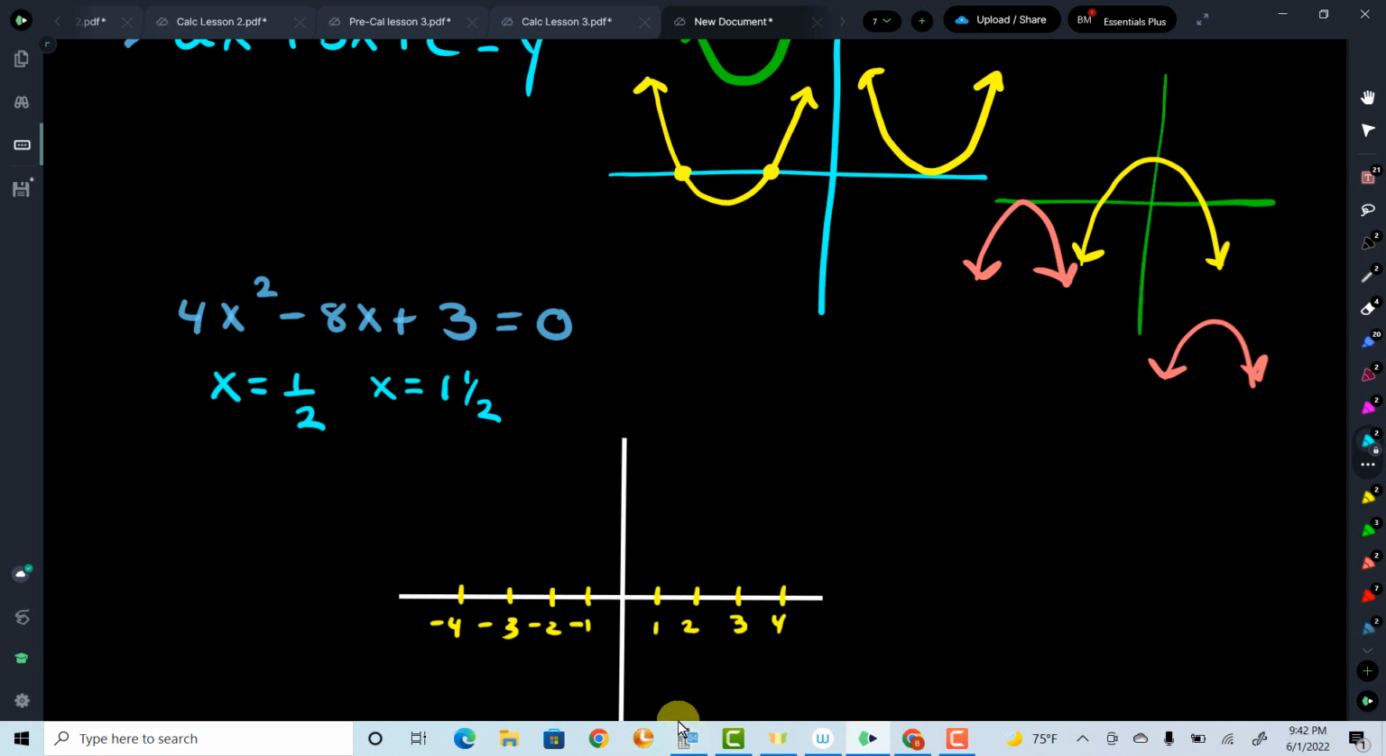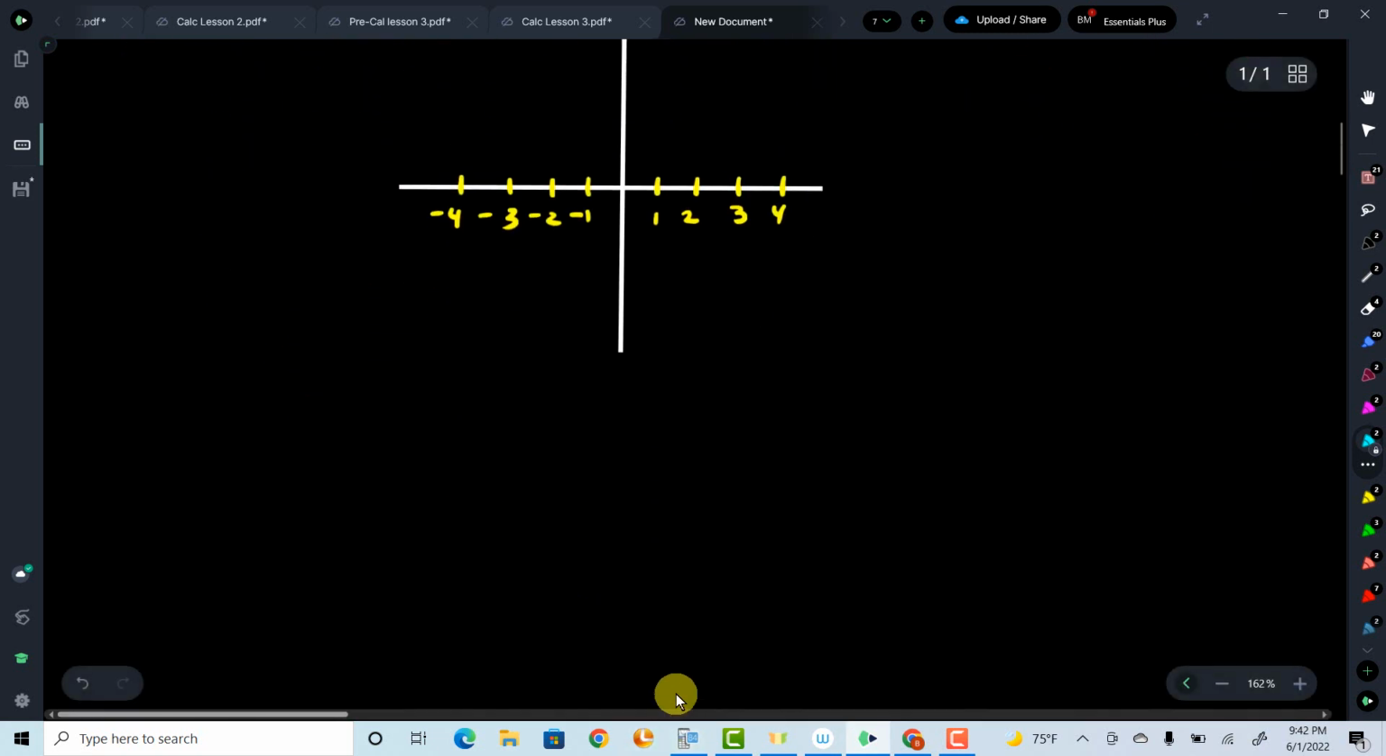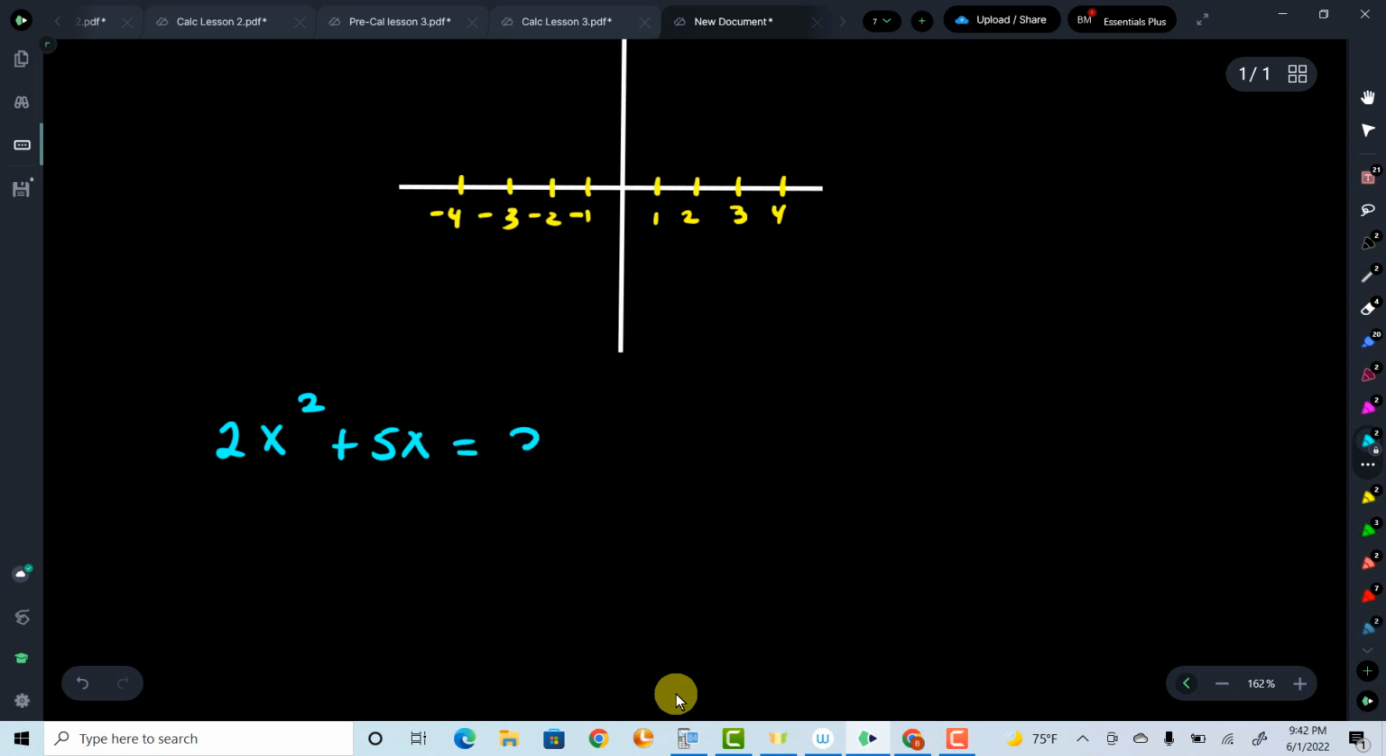Okay, let's look at another example. Let's look at 2x squared plus 5x equals 3. So this is also a quadratic equation. And we're going to solve this 2 different ways. I'm going to solve it exactly the way it is. I'm also going to solve it by setting it equal to 0. So I would subtract 3 from both sides. I'm going to solve it like that.